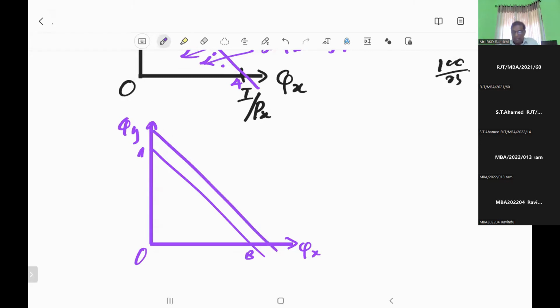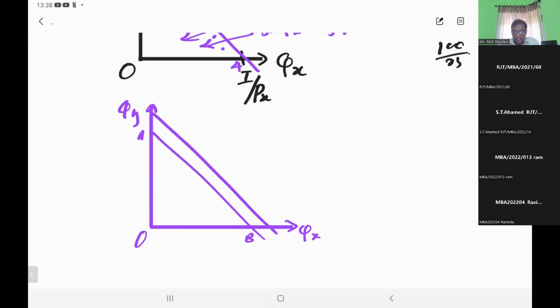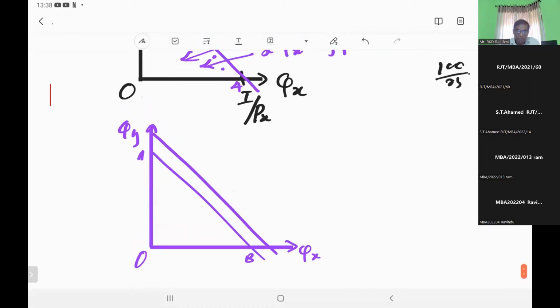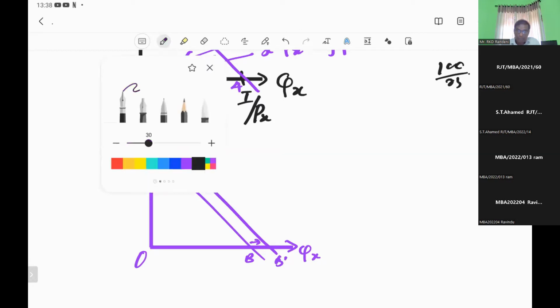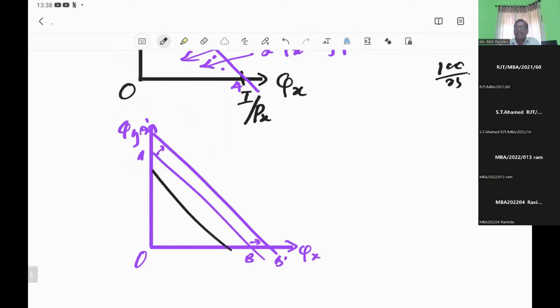Yes, it should be parallel to the earlier one, that is A dash, B dash. That is a shift to the right hand side. Then, other things are constant, if the consumer income is reduced, then the budget line shifts to the left hand side. That should be parallel to the original one, right? Earlier.